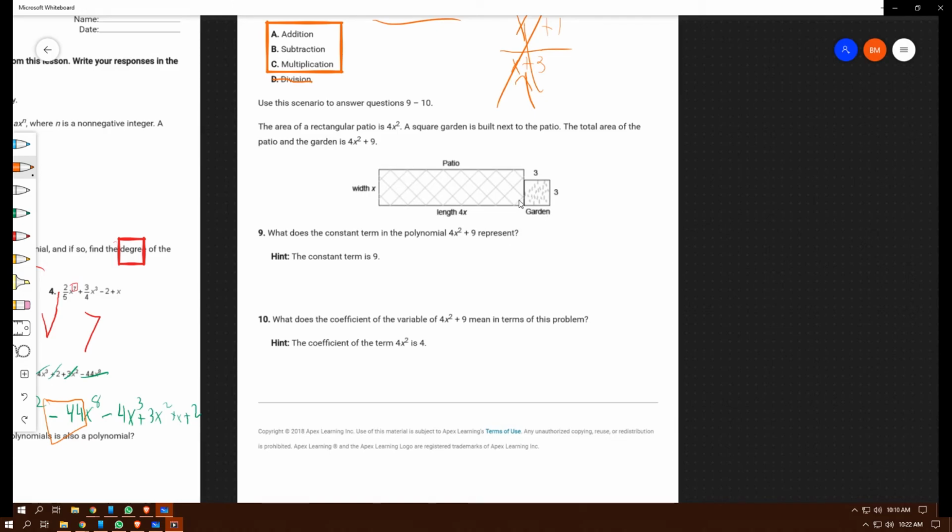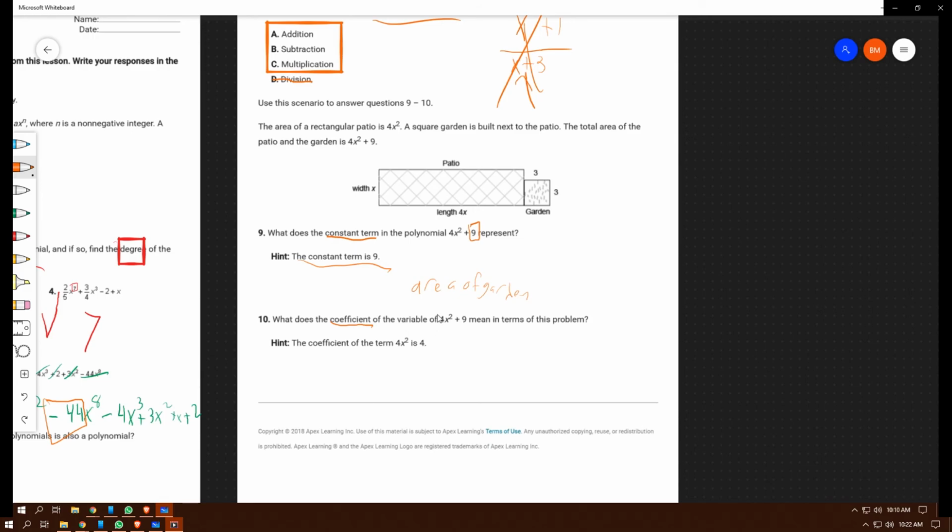All right. What does the constant term in the polynomial 4x squared plus 9 represent? Well, the constant term, they tell us, is the 9. The constant term just means there's no variable. So it would have no variable with it. And we already talked about it. 9 is the area of the garden, right? We knew it was a 3 by 3 garden. We had already talked about the area of a square or rectangle being length times width. So you do 3 times 3.